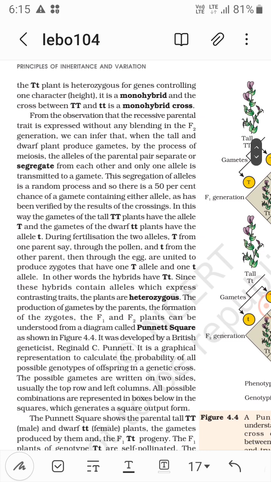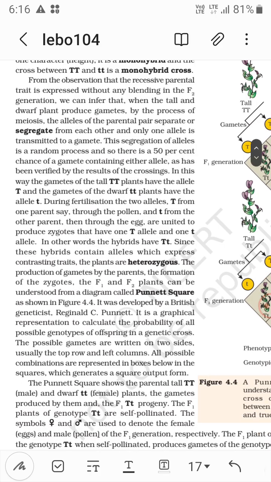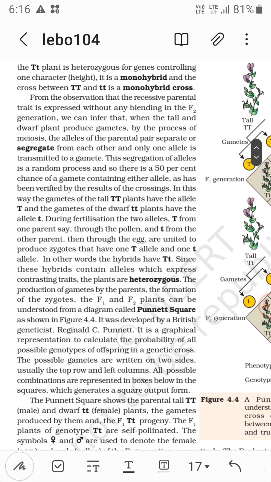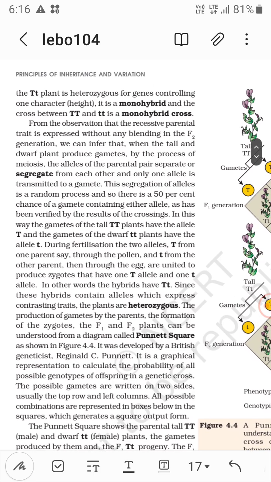From the observation that the recessive parental trait is expressed without any blending in the F2 generation, we can infer that when the tall and dwarf plants produce gametes by the process of meiosis, the alleles of the parental pair separate or segregate from each other and only one allele is transmitted to a gamete.